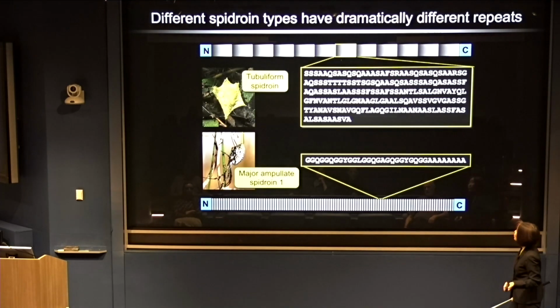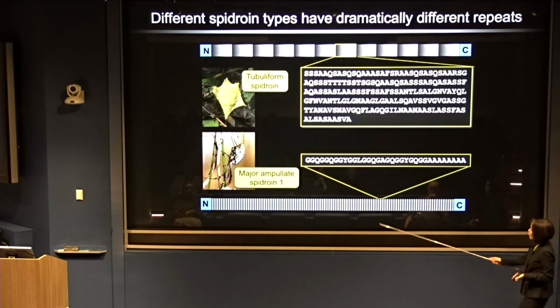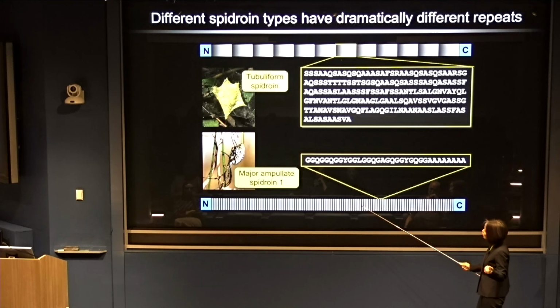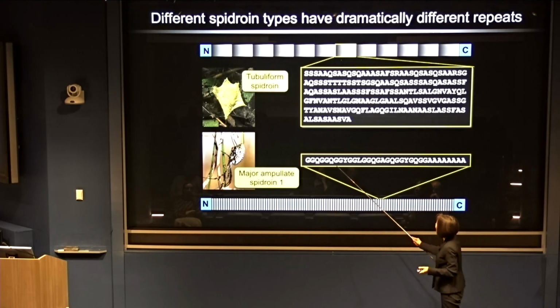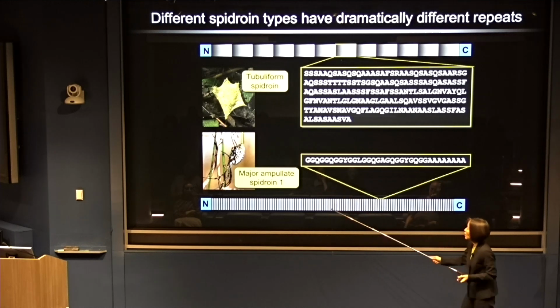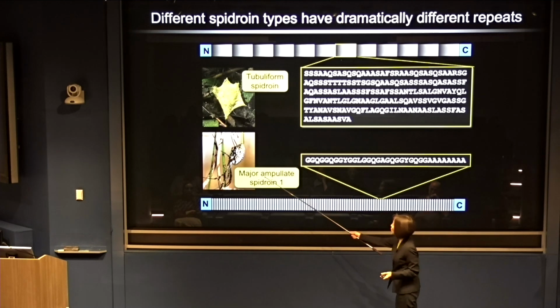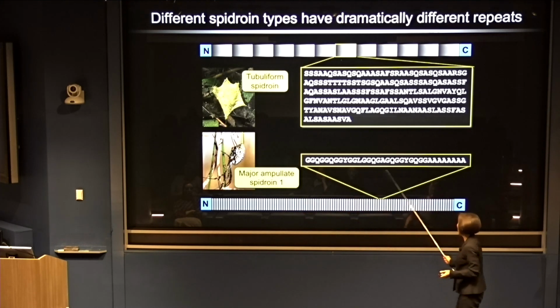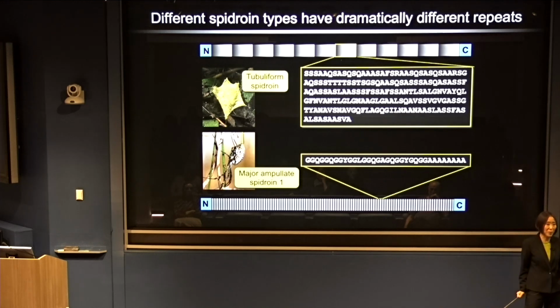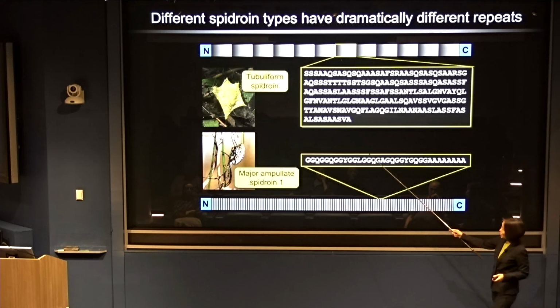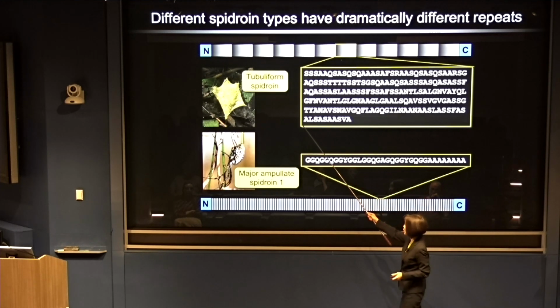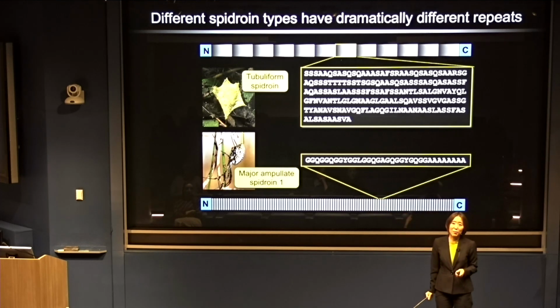And so different spidroin types have dramatically different repeat sequences. Here are two examples of two spidroins from the same species. The one on the bottom here is a major ampulate spidroin, just like I showed you in the previous slide, but from a different species. And this is the repeat unit. This repeat unit is 34 amino acids. This is from the same species. This is an AK spidroin, a tubuliform spidroin, and this repeat unit is 180 amino acids.